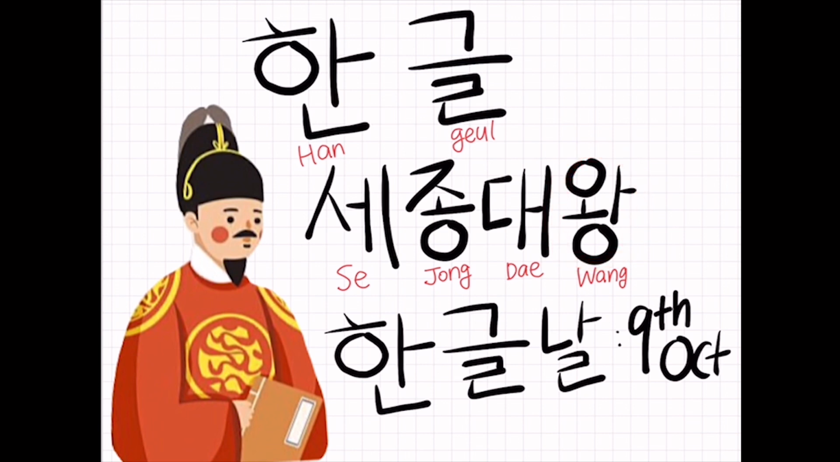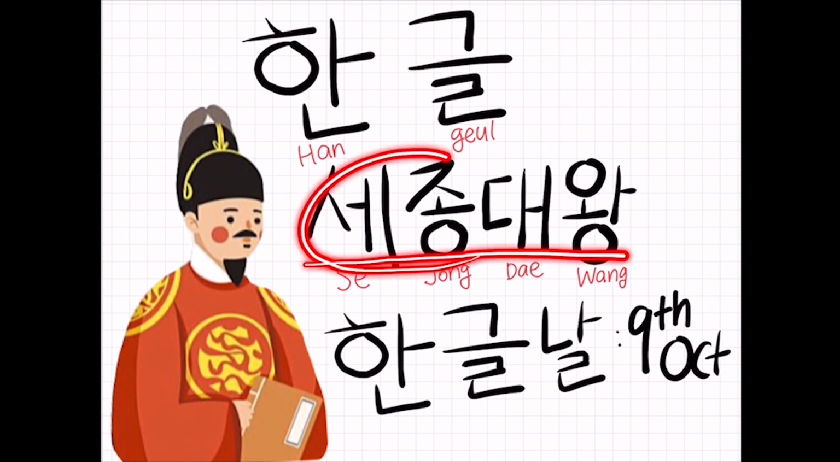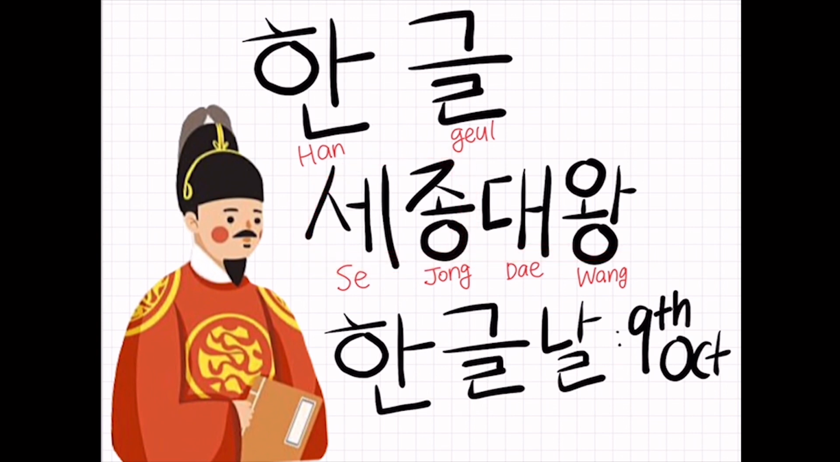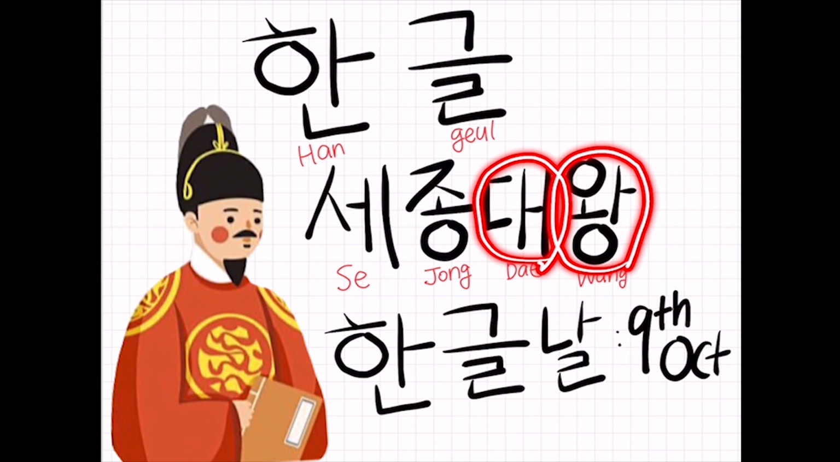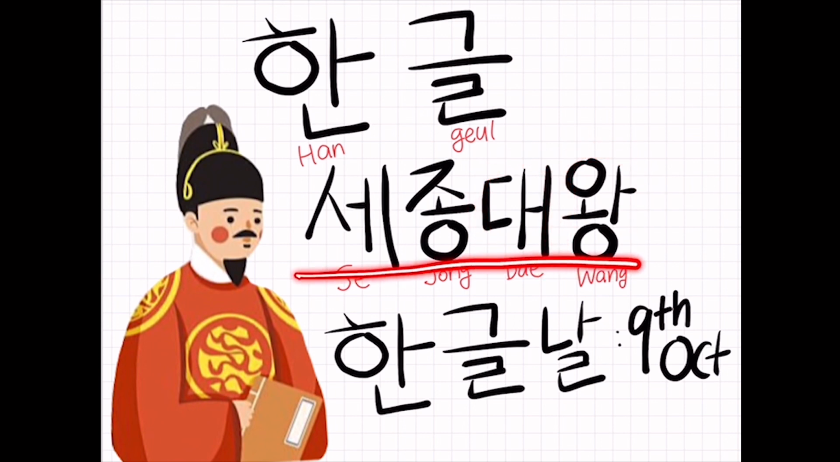So now we have it. Sejong Daewang. Sejong is his name, right? Dae, this word itself means great. Wang means king. So, 세종대왕, it means Sejong the Great King. This is how we call him, 세종대왕.